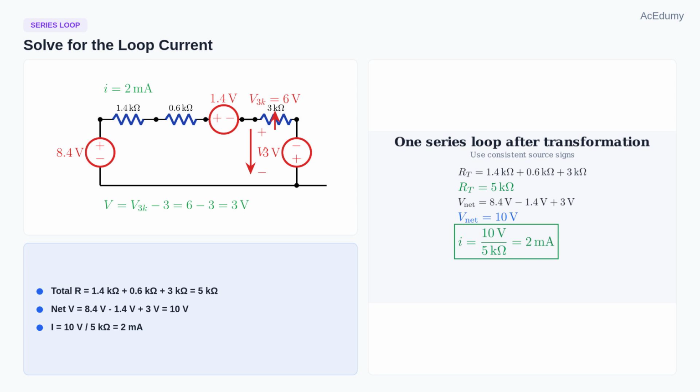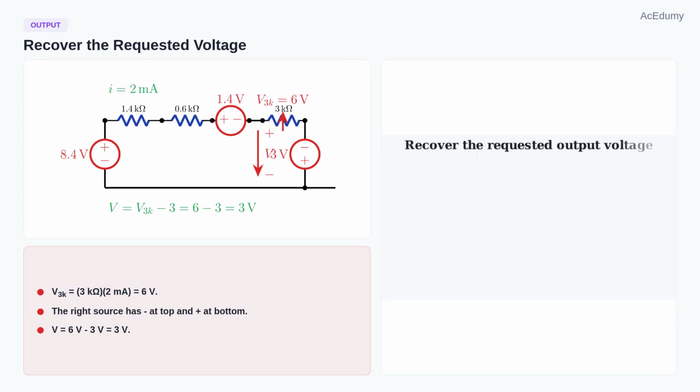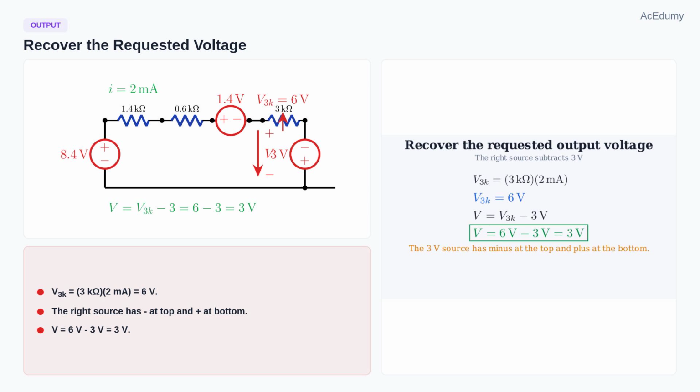Following the loop direction, the sources combine as 8.4 volts minus 1.4 volts plus 3 volts. That net source is 10 volts. Therefore, the loop current I is 10 volts divided by 5 kOhms, or 2 mA. The current through the 3 kOhm resistor is 2 mA. So the voltage across that resistor is 3 kOhms times 2 mA, which is 6 volts.